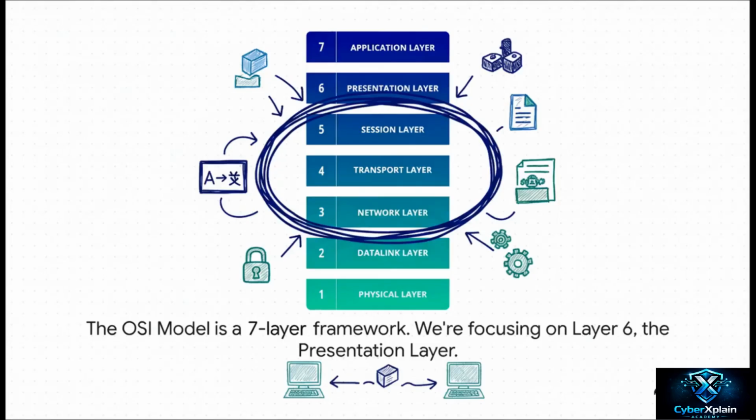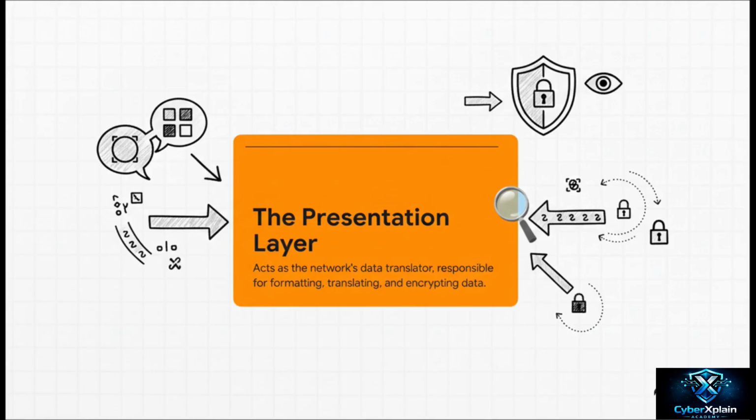To really get what it does, we need to see where it fits into the bigger picture. The OSI model is basically a 7-layer rulebook for how devices communicate. And the presentation layer? It's snuggled in right here at layer 6, acting as a super important middleman between the app you're using and the network connection below it. So what is its job exactly?